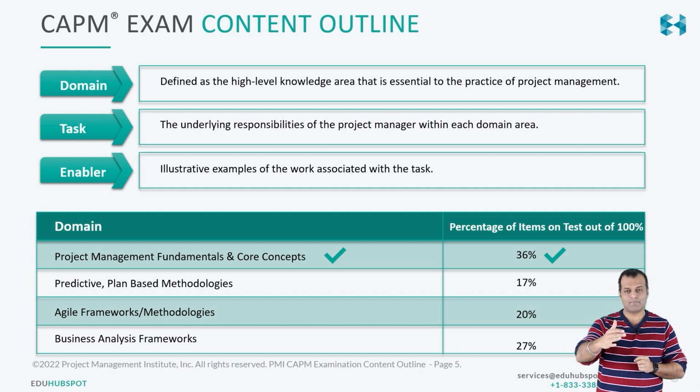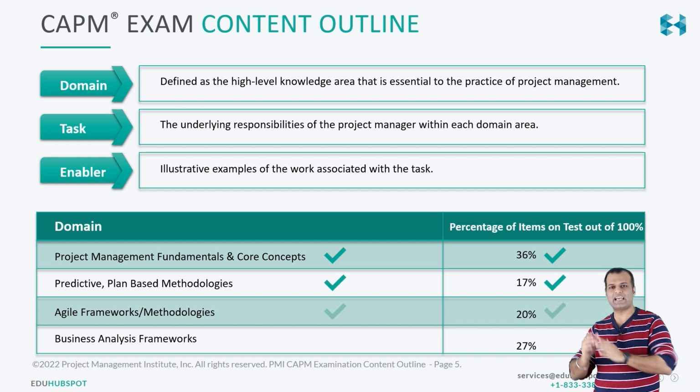Then PMI has divided into the 3 different frameworks, which is your predictive framework, your agile framework, and your business analysis framework. They have specifically segregated all these frameworks differently because they want you to understand these 3 different, like most of the products still are using a predictive methodology. Many companies are moving towards agile, and finally many people, they start their career as a business analyst.